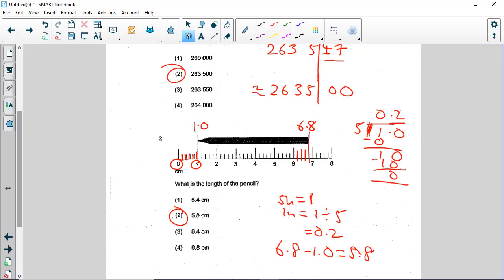Now is there a faster way to get 0.2? Is there a faster way? Yeah, there is actually a faster way. So 1 gap is what? 1 gap is also 1 divided by 5, right? So what is 1 divided by 5? 1 over 5.